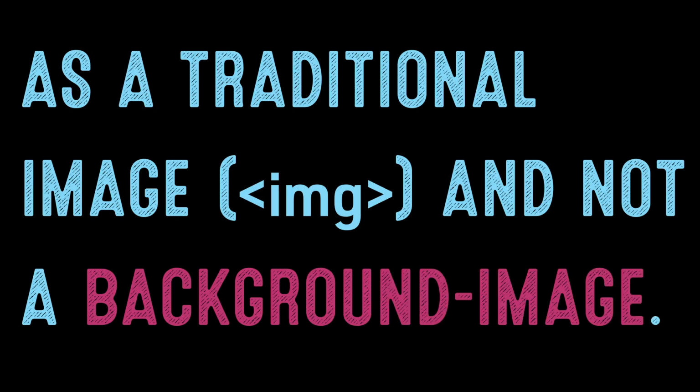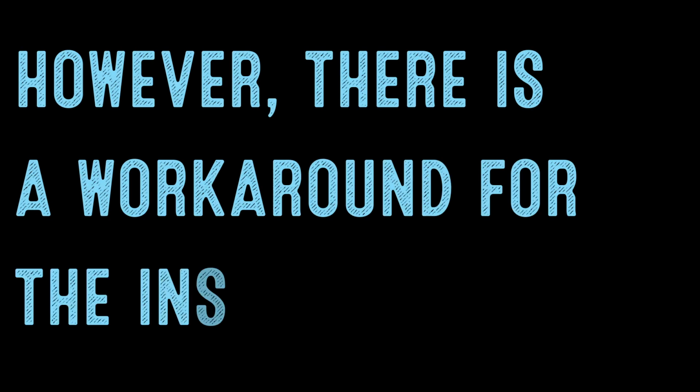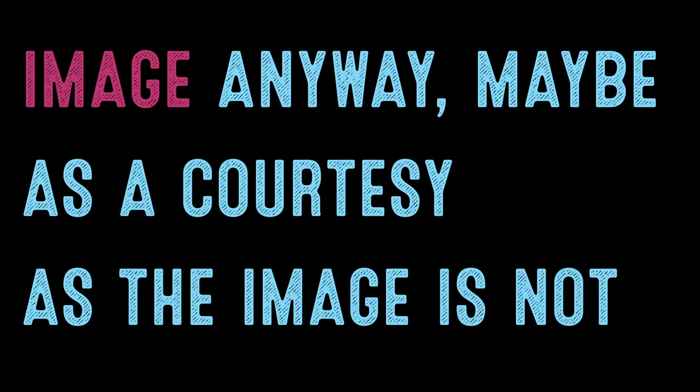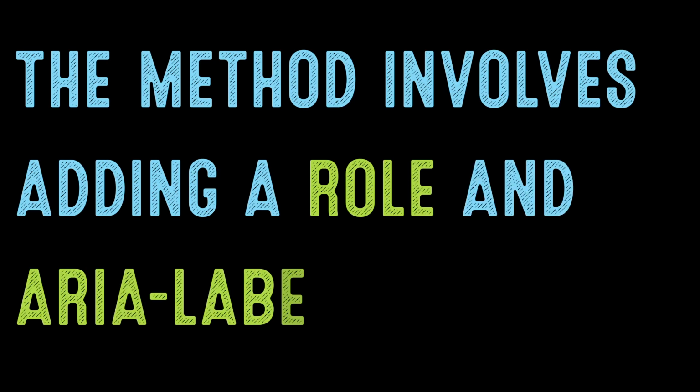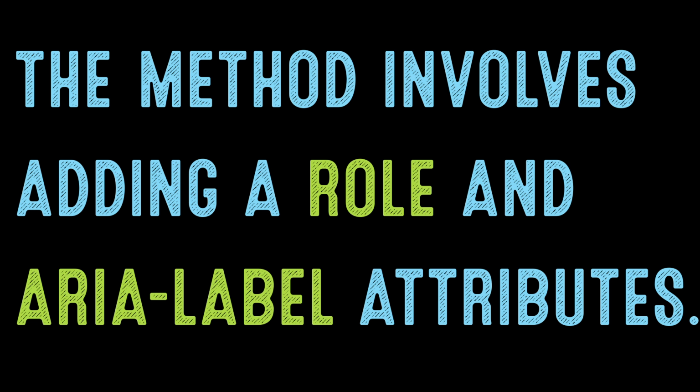So if an image has important content, it should be rendered as a traditional image using the image element and not a background image. However, there is a workaround for the instances where you may still want to add alternative text for a background image anyway, maybe as a courtesy, as the image is not essential towards discerning the purpose of the page. The method involves adding a role and aria-label attribute.